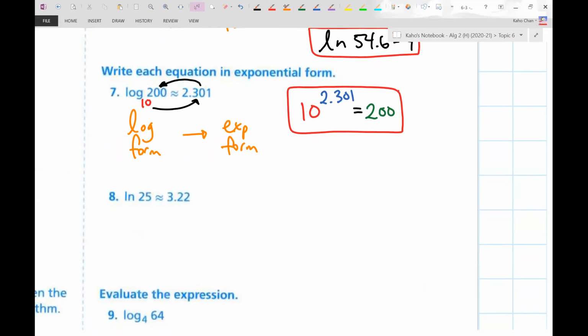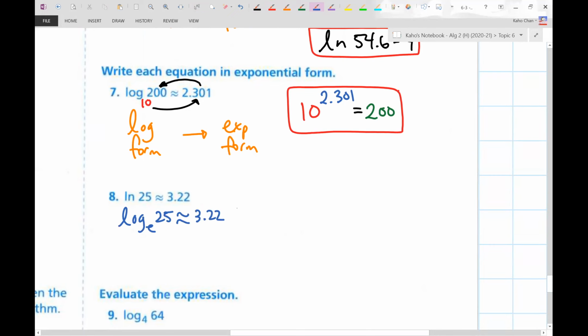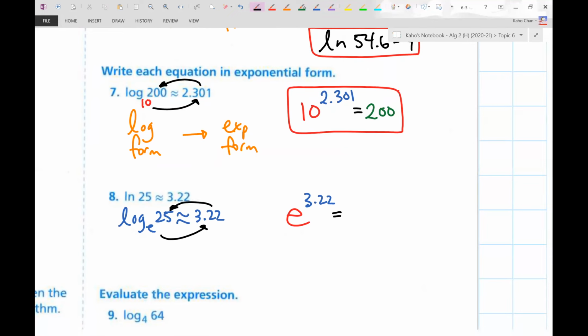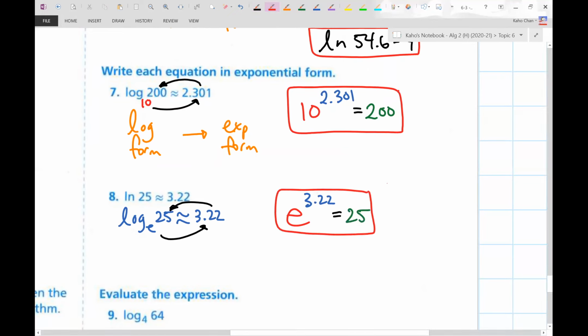Number 8, similar. We have ln 25. If that bothers you, you can write down log base e of 25 is approximately 3.22. There's your base right there, e, boomerang, 3.22. And that comes back. That equals, of course, 25. And that's it. Not too bad. Yay.